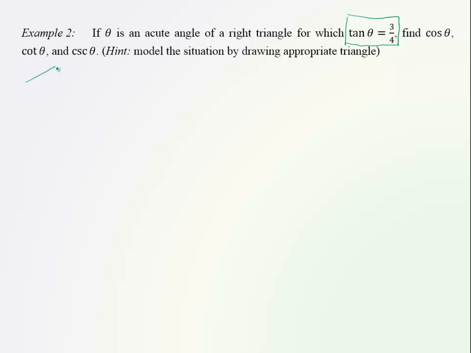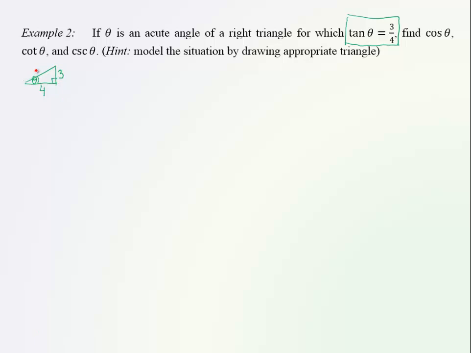Okay, let this be the triangle. That's my right angle. This is theta. Therefore, tangent would be opposite over adjacent, and tangent theta should be 3/4. So if I state that this side is 3 and this side is 4, I will get exactly tangent equals 3/4.